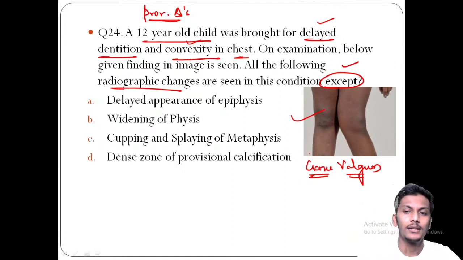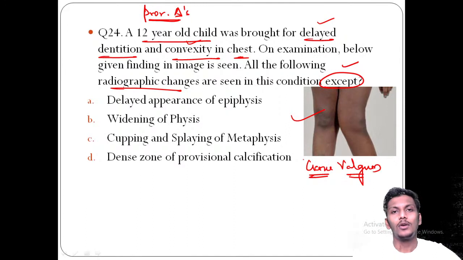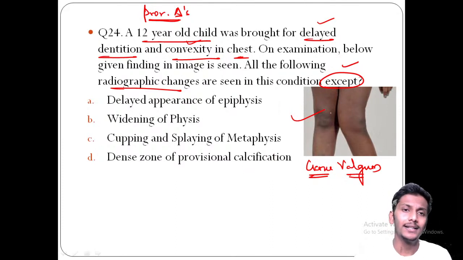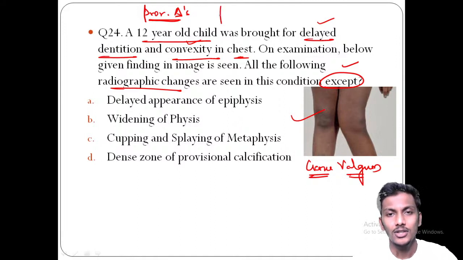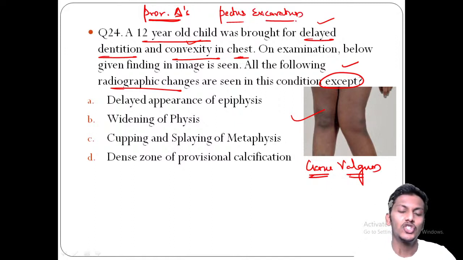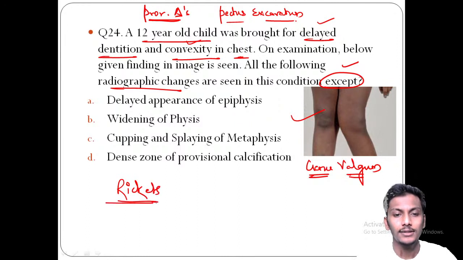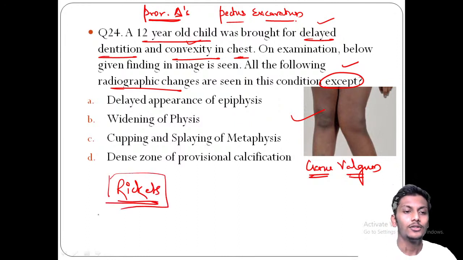Please remember this. And bowed knees is known as genu varus. Important one. So here we can see genu valgum. Usually genu valgum in a 12-year-old child is associated with delayed dentition and convexity in chest. This convexity in chest is known as pectus excavatum. This usual condition is seen in which disease? It is usually seen in rickets. So our provisional diagnosis here is rickets, right? So please remember.